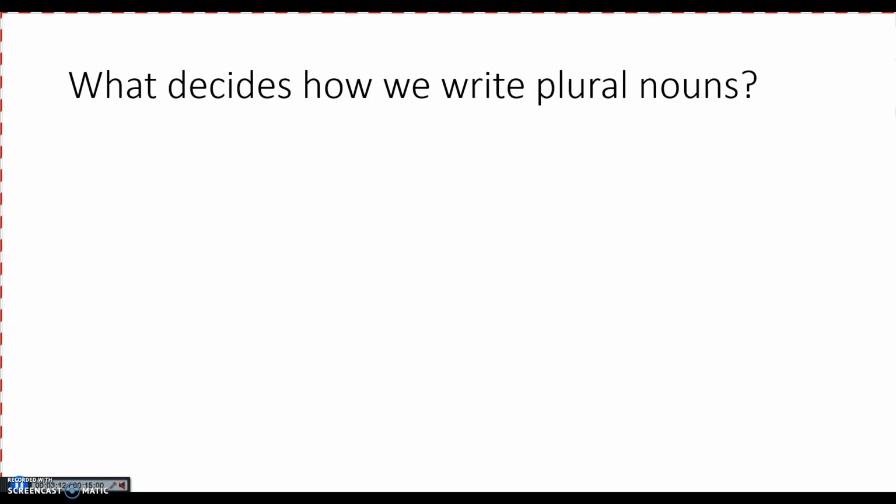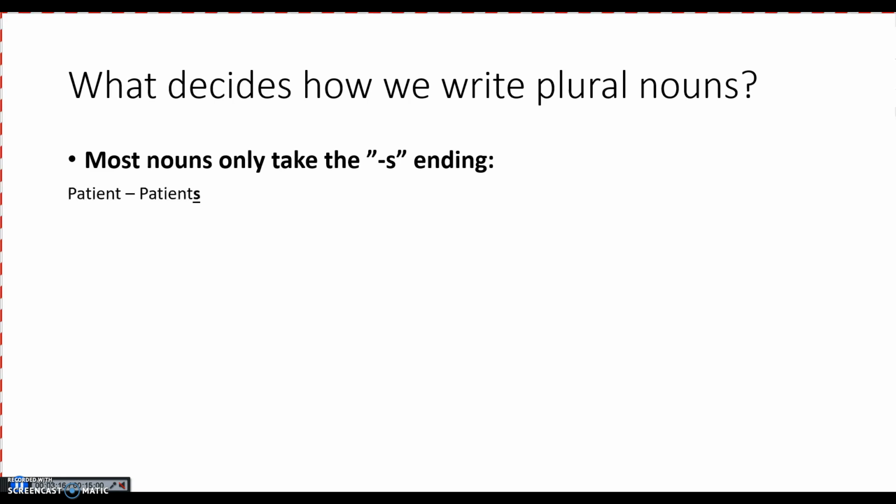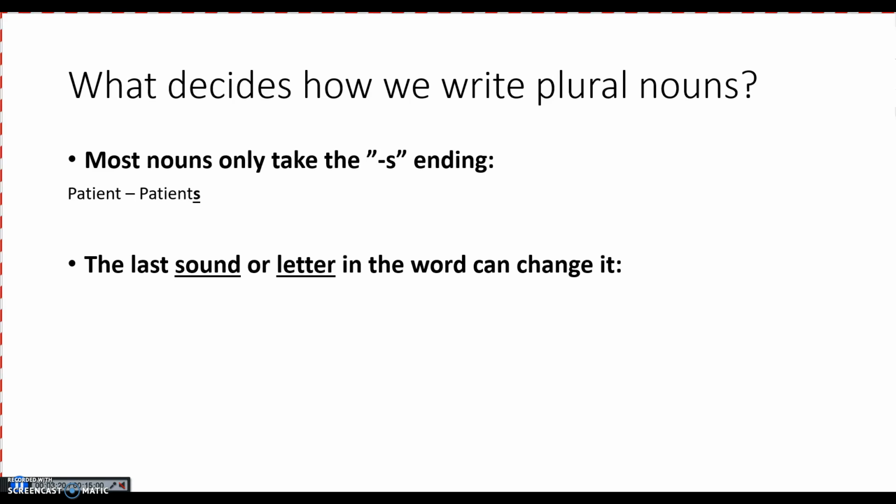Most nouns only take the S ending, like patient and patients. However, the last sound or letter in the word can change that. Wolf becomes wolves because it ends with an F sound. Tomato becomes tomatoes because it ends in an O sound.